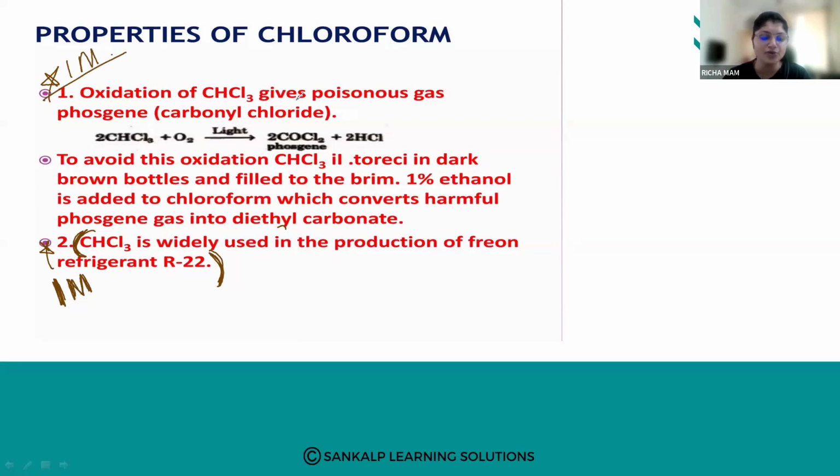Upon oxidation of chloroform, when chloroform is slowly oxidized in the presence of air or light, it gives you an extremely poisonous gas, which is called carbonyl chloride, or it is also termed as phosgene.